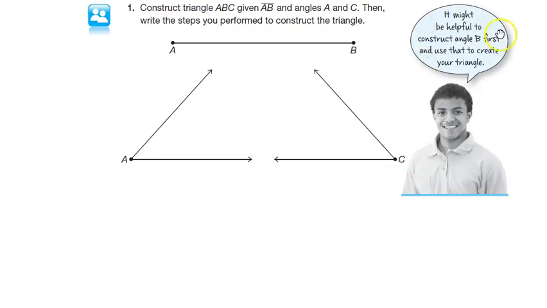And so here's what this guy says. He says, it might be helpful to construct angle B first and use that to create your triangle. So let's think about what we know about angle B. Angle B has to sum along with angle A and angle C to 180 degrees. That's the Triangle Sum Theorem, that all three angles add up to 180 degrees. We also know that a straight angle, a straight line, equals 180 degrees.